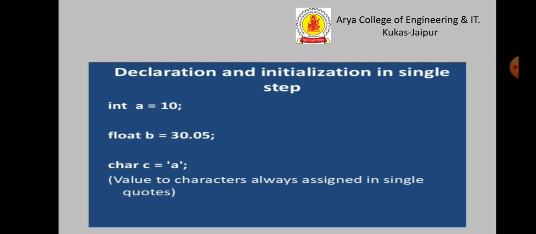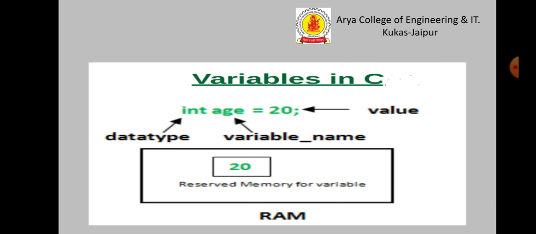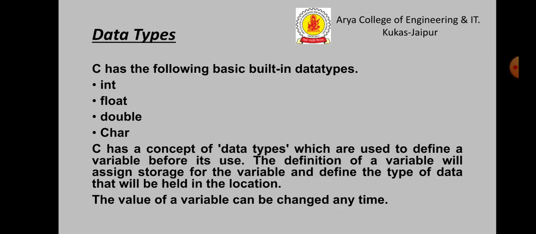Look at the char variable c. Char c equals 'a'. The character value is always initialized with single quotes. Here you can easily understand variables with the help of a diagram. Int is the data type of the variable. The variable name is age and its value is 20. Because the data type is integer, because we use a value 20 that is of integer type.